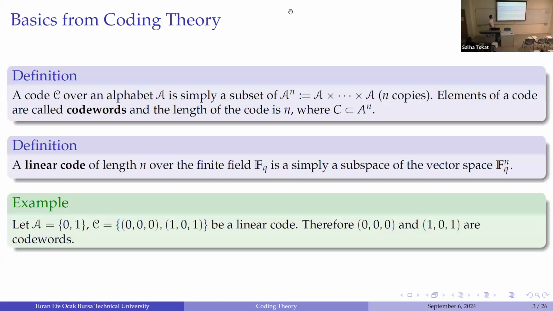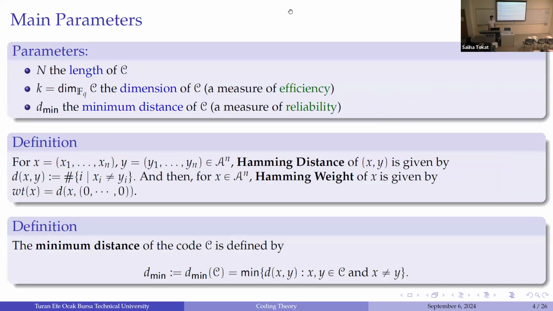Let's start with the definition of a code. A code is basically a subset of A to the n, where the elements of the code are called code words, and the length is n. Now I give the definition of a linear code. Linear code is important for us because it has a lot of advantages. A linear code is basically a subset of a vector space. Here's an example about it. Let the alphabet be 0, 1, and the code is here, a linear code, and the elements are code words.